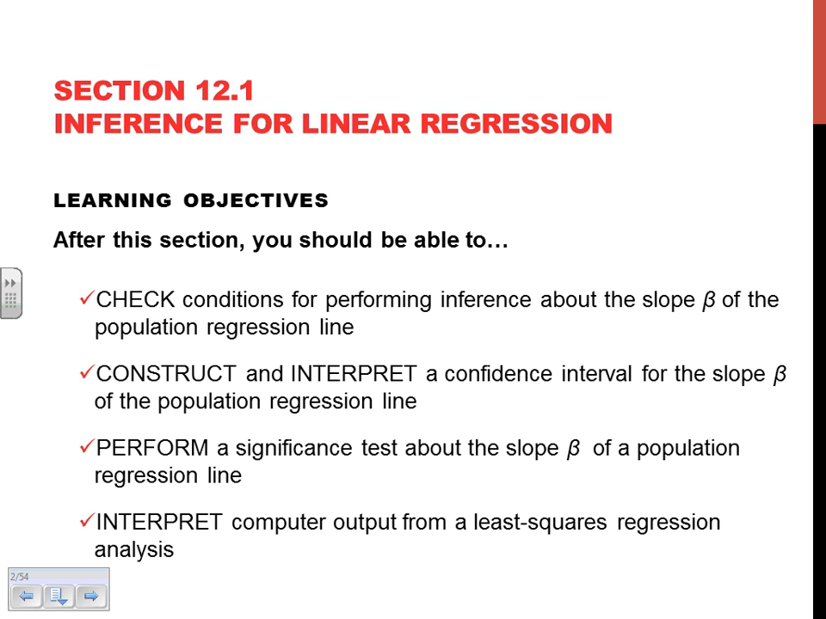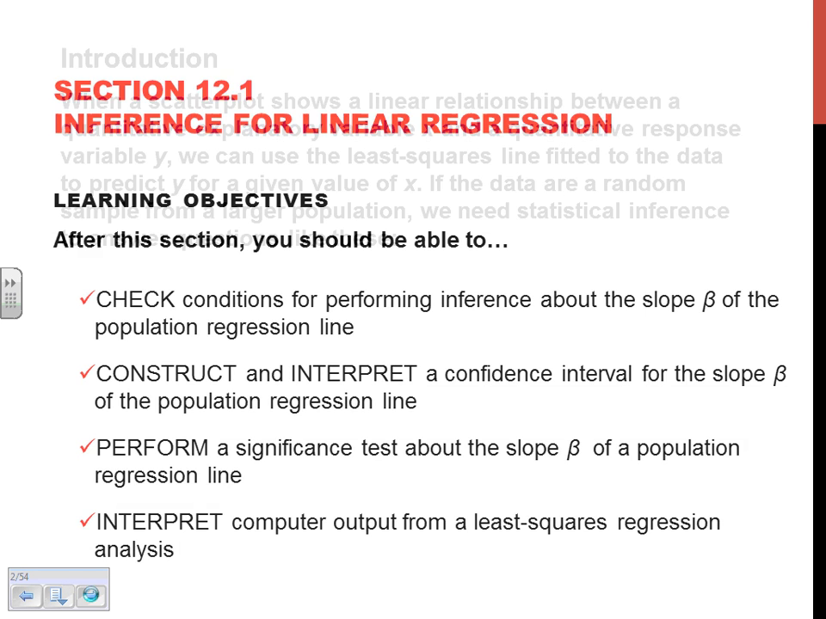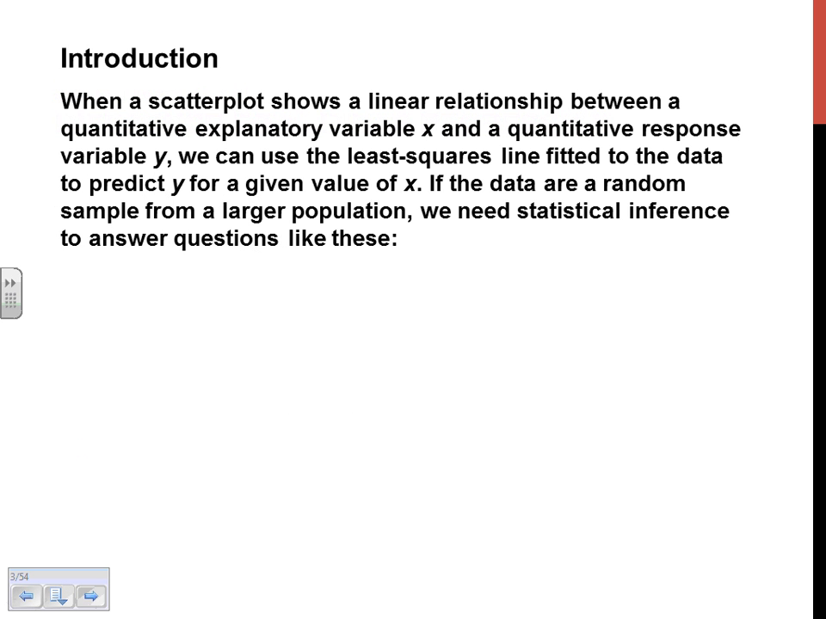So we're going to go back and hit a little bit about lines of best fit and that kind of stuff. So when a scatter plot shows a linear relationship between a quantitative explanatory variable x and a quantitative response variable y, we can use the least squares line fitted to the data to predict y for a given value of x. If the data are a random sample from a larger population, we need statistical inference to answer questions like these.